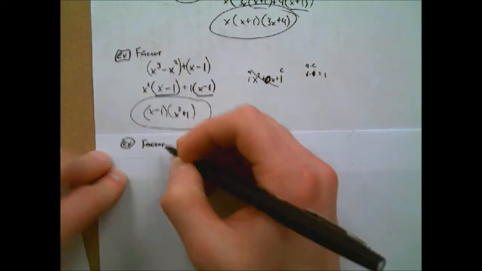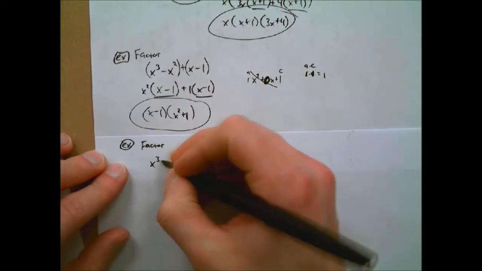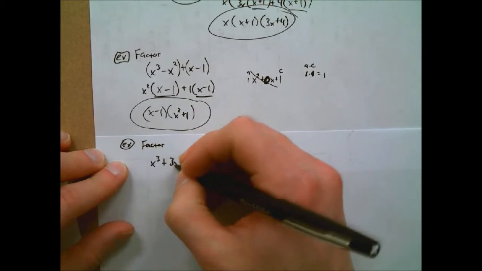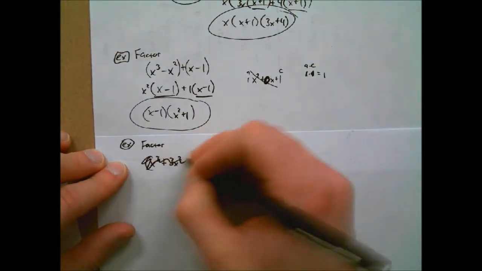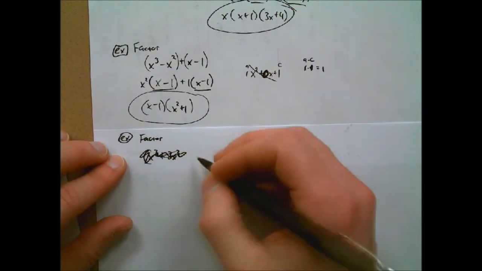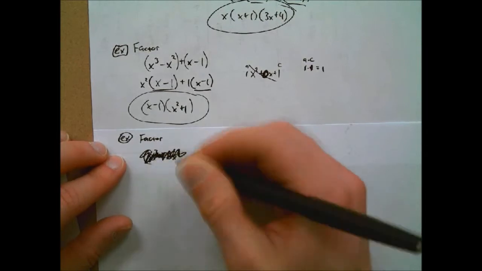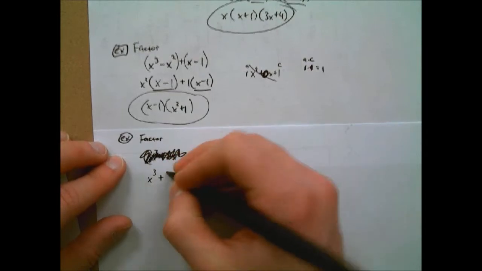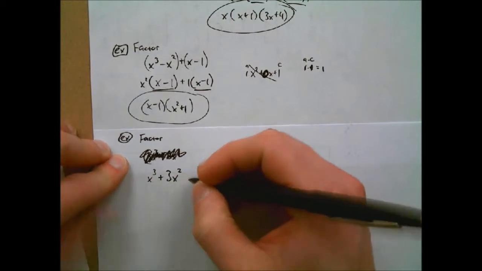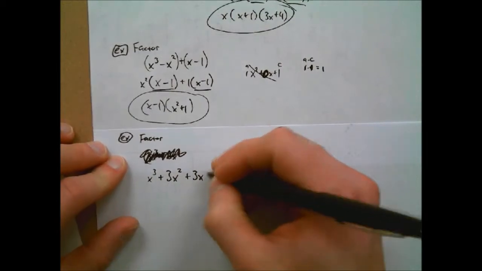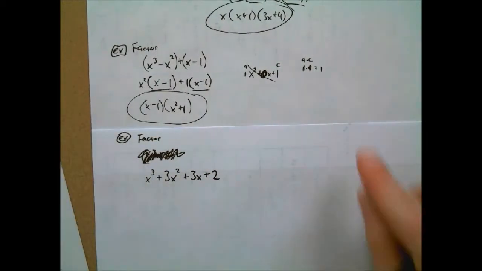factor x to the third plus 3x squared plus 3x plus 2. Okay, that'll be our next one here.